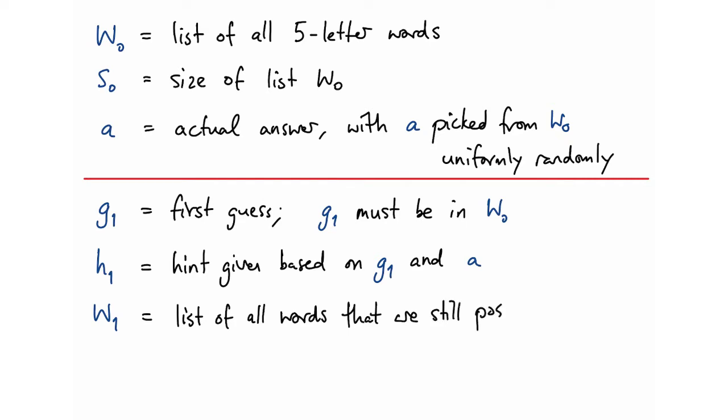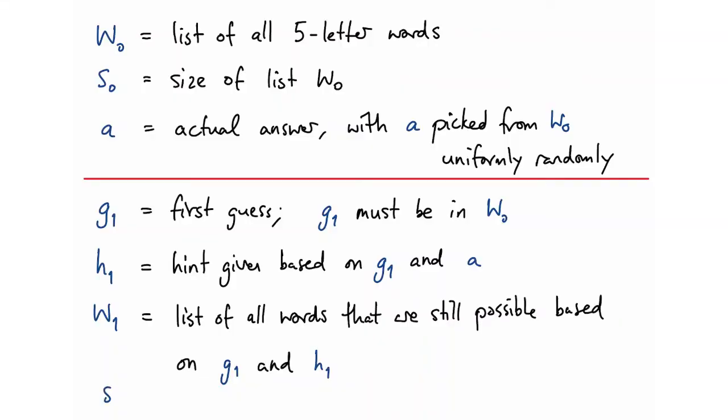I'm going to call this set W1. W1 is a list of all the words that fit the hint that the computer gives us. So when we make a guess and then it gives us back the hint, we're going to filter out all the possible words and only leave the words that still fit the description. And I'm going to say that this list of words is W1. And similarly, I'm going to define S1 to just be the size of W1.